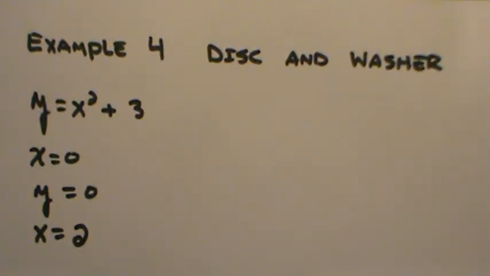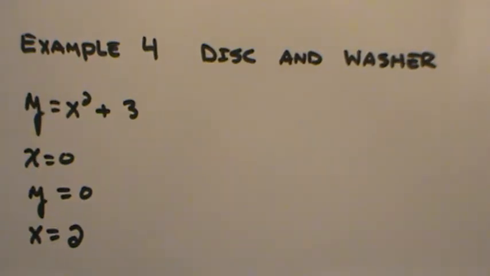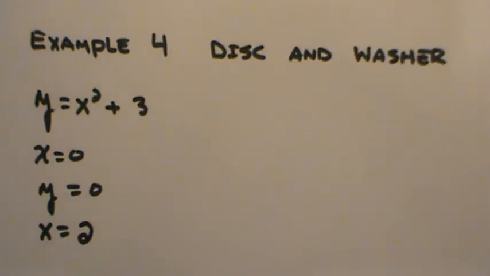Here's our example 4 for disk and washer method. The reason why I say disk is sometimes you have an actual solid of revolution. Sometimes you have a washer. Sometimes you could have a mixture thereof. And so I'm going to start off with this example.